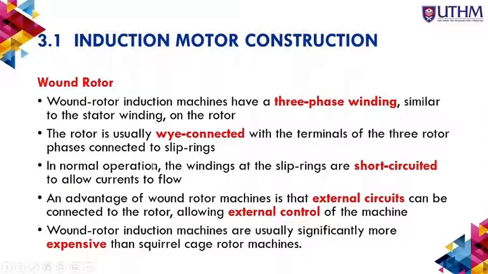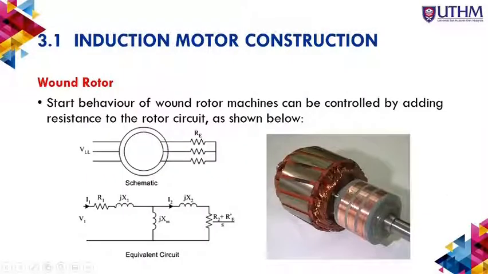So in normal operation, the winding at the slip ring are short circuited, okay, to allow a current to flow. So biasanya dekat sini dia short circuit lah. Macam ni nampak gambar ni kan. So dia allow current lah, okay.